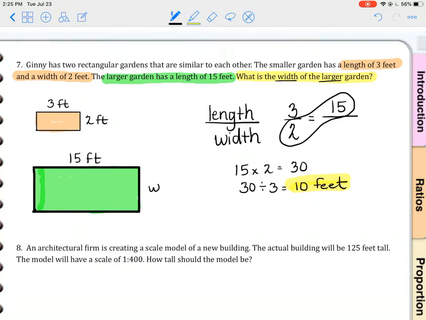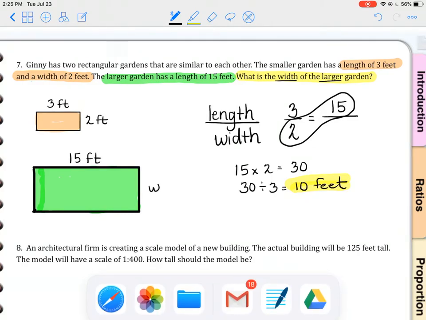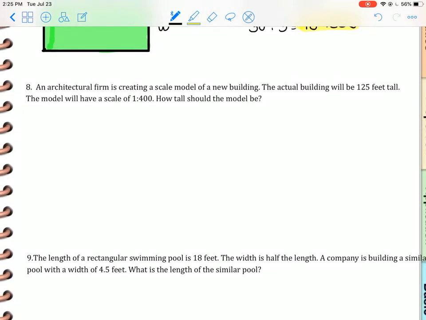And we don't have to convert this time because everything's in feet. It's good to go. Okay, I'm going to get one more on this video and then I will stop after number 8.